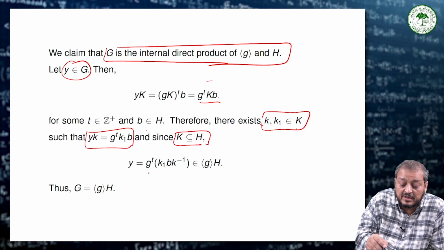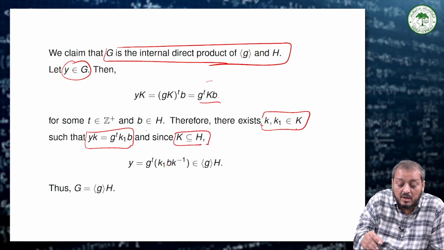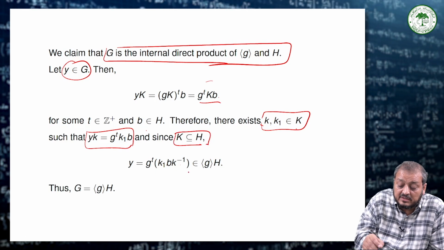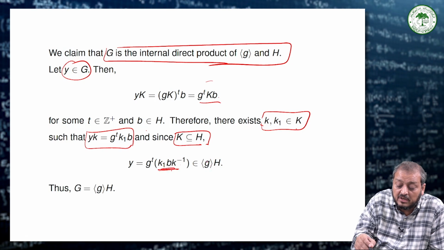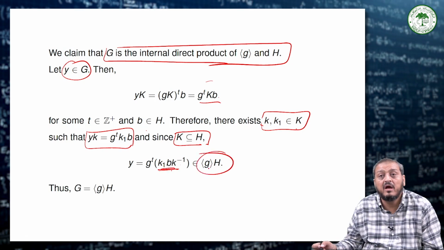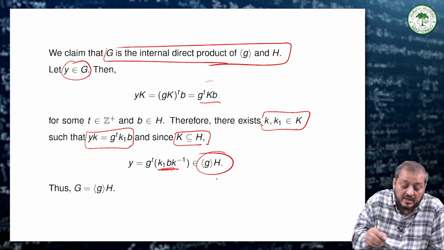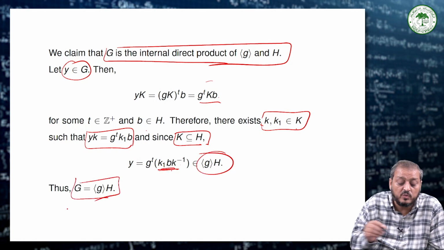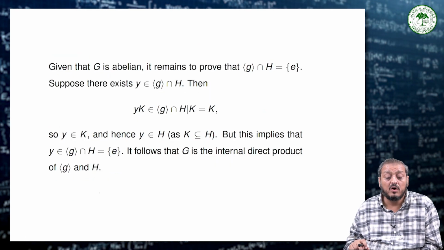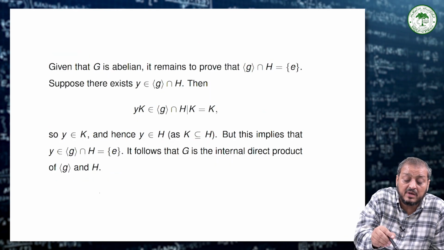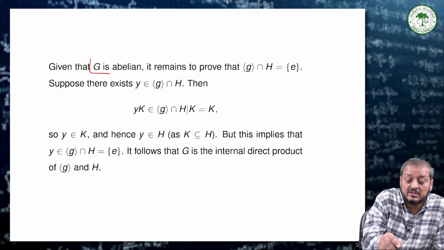So, y can be written as g to the power k, k1, b and some k inverse, and this is the element of ⟨g⟩H. So, this means this is generated by g. So, this is the element of the group generated by g and H. This means g is the generator of ⟨g⟩H. So, now we have to just say the remaining part, assuming that G is abelian.